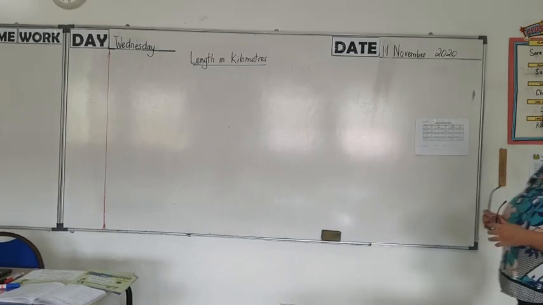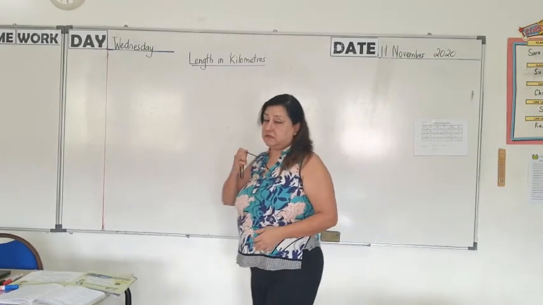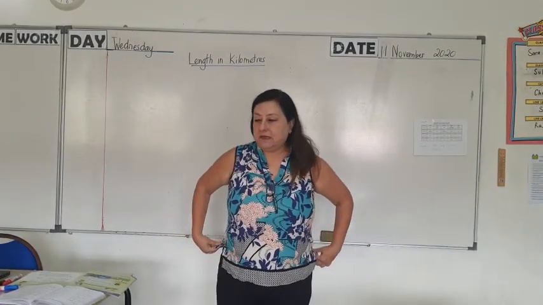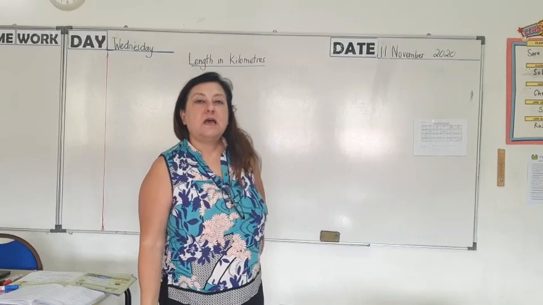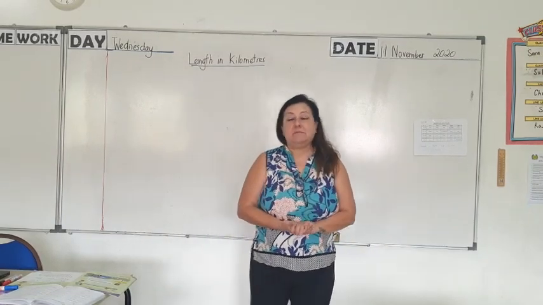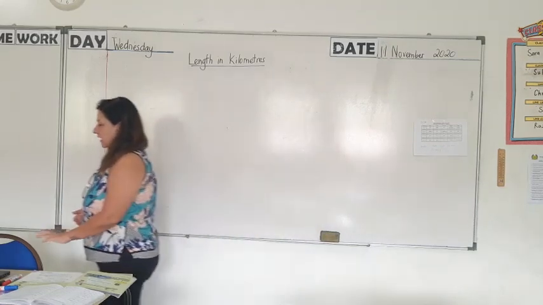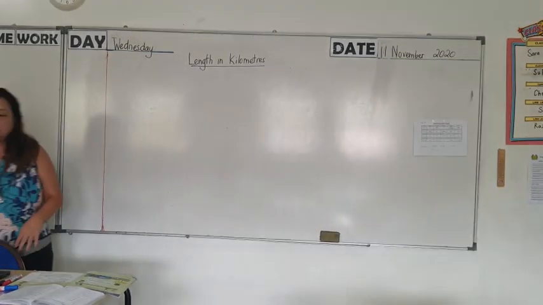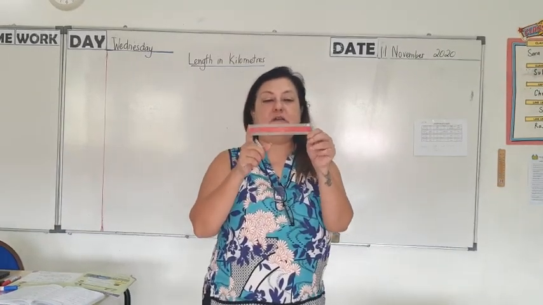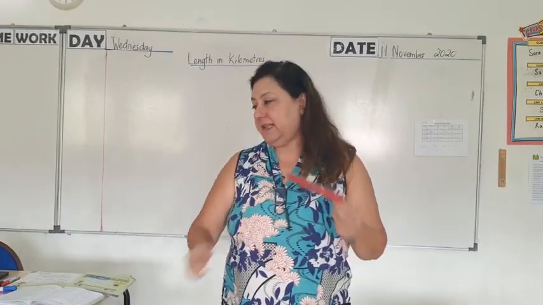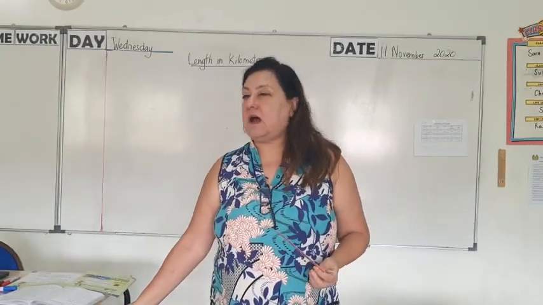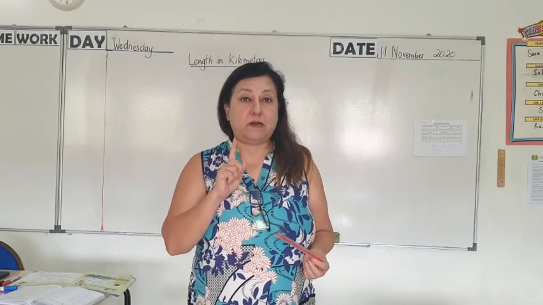Alright, good morning everyone. We are continuing with the measures. What we learned yesterday was length in cm and in meters. As I told you, you can look at your rulers. Your small rulers will have the cm, and then this is what is a meter. So there are 100 cm in 1 meter.